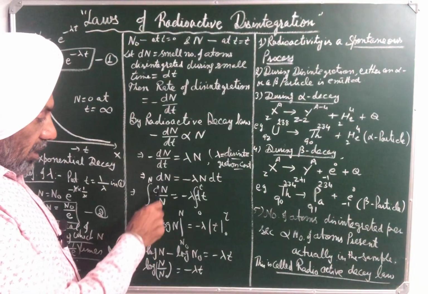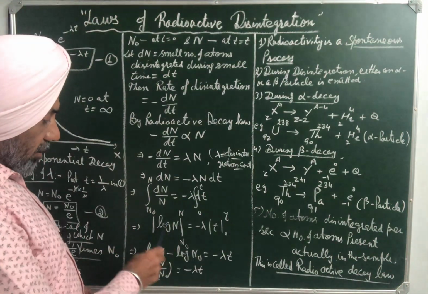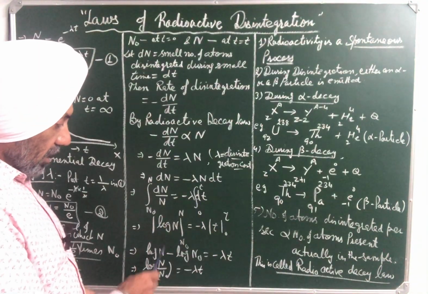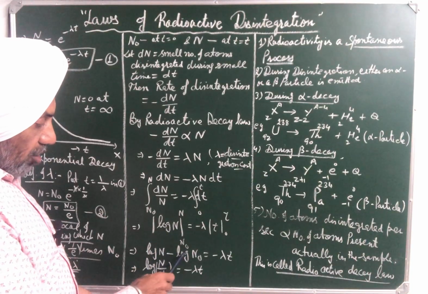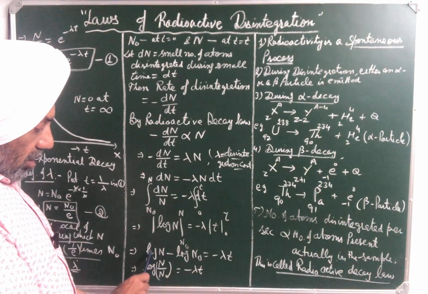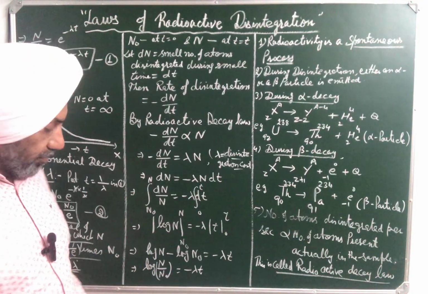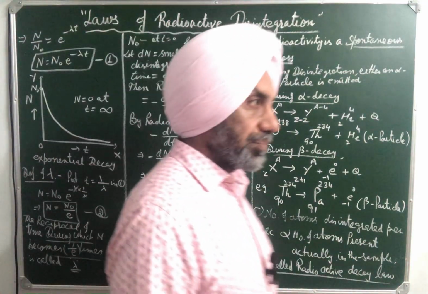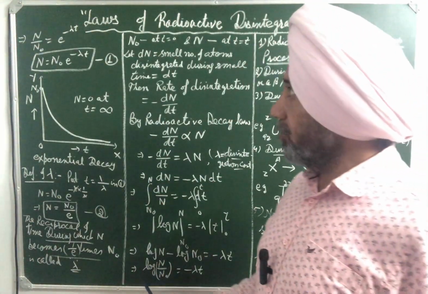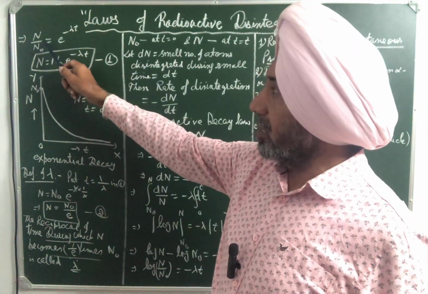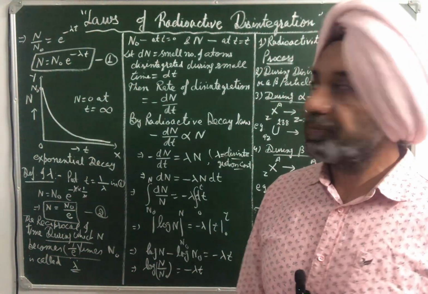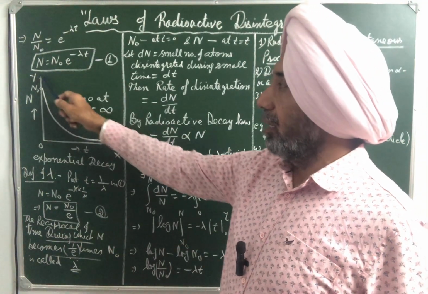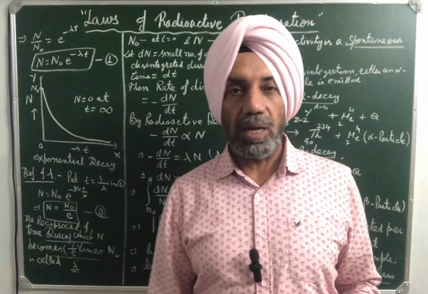So the integral of dN upon N is nothing but log N. So limits N naught to N is equal to minus lambda, integral dt is t, limits 0 to t. Putting limits, log N minus log N naught is equal to minus lambda t. Log M minus log N is equal to log M upon N. So therefore log N upon N naught is equal to minus lambda t, or by definition of log, if e is the base of log, N upon N naught is equal to e raised to power minus lambda t, or N is equal to N naught e raised to power minus lambda t, which is the required expression for radioactive decay law.